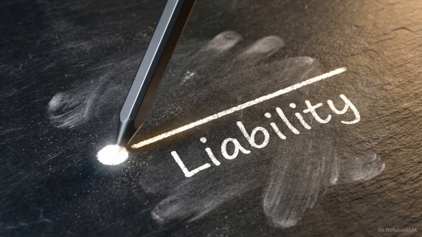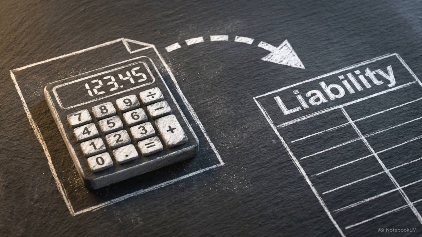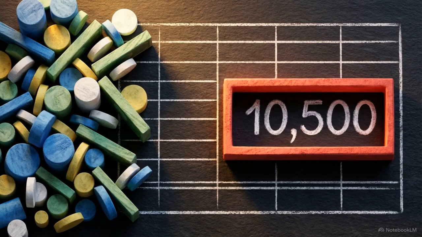Once the lease is classified, we have to assign a precise dollar value to the liability. The absolute rule for initial measurement is that the recorded liability strictly equals the present value of the future lease payments, not the simple sum of the nominal cash payments.